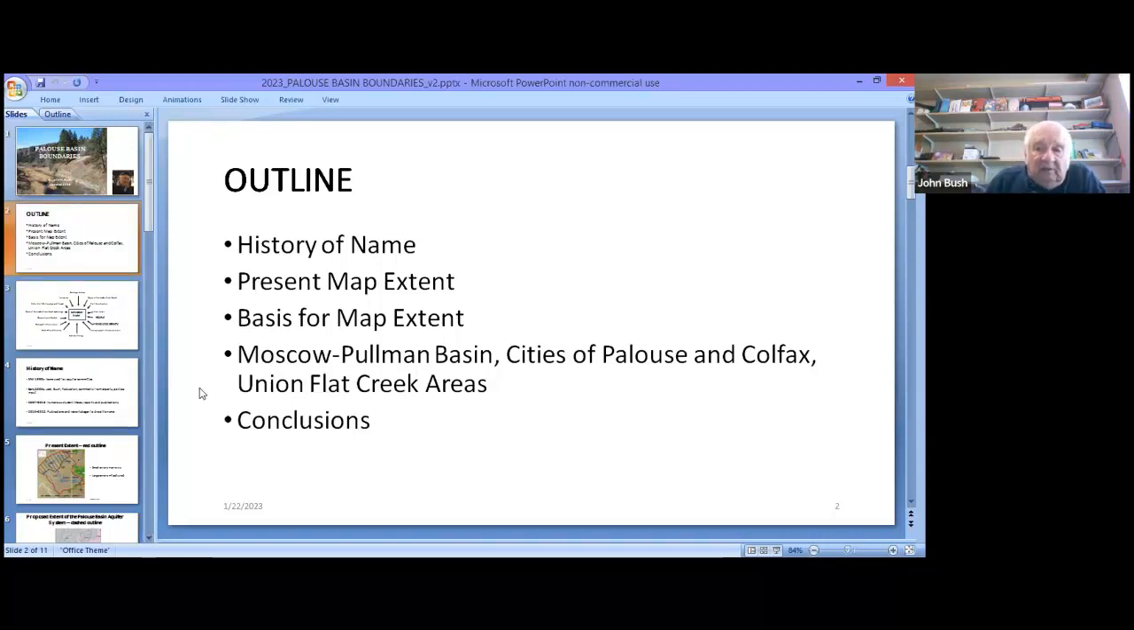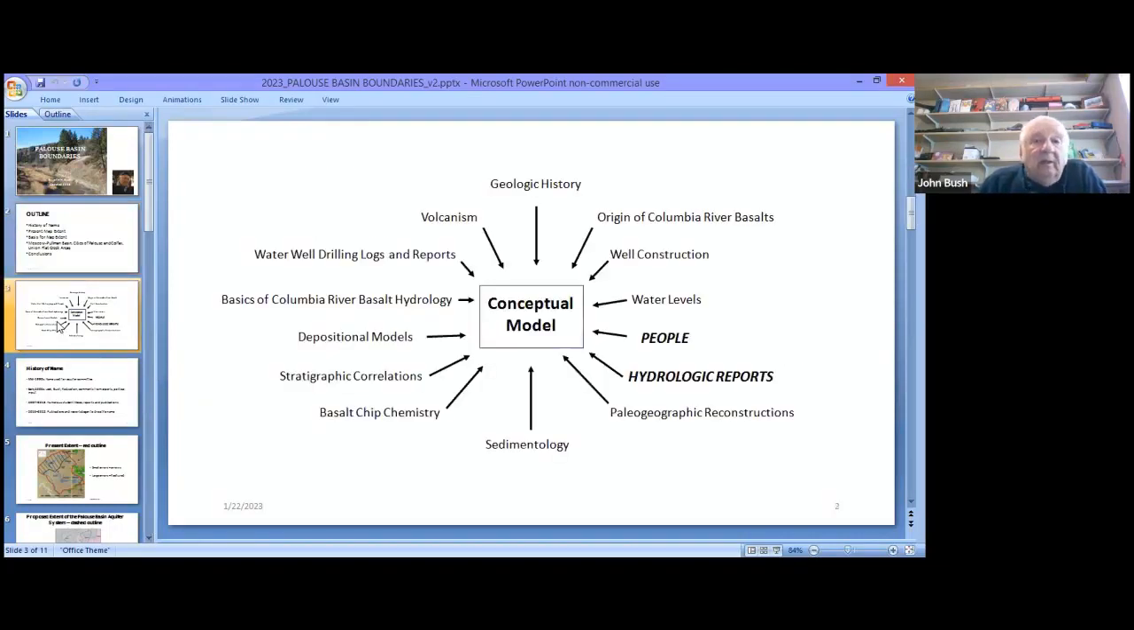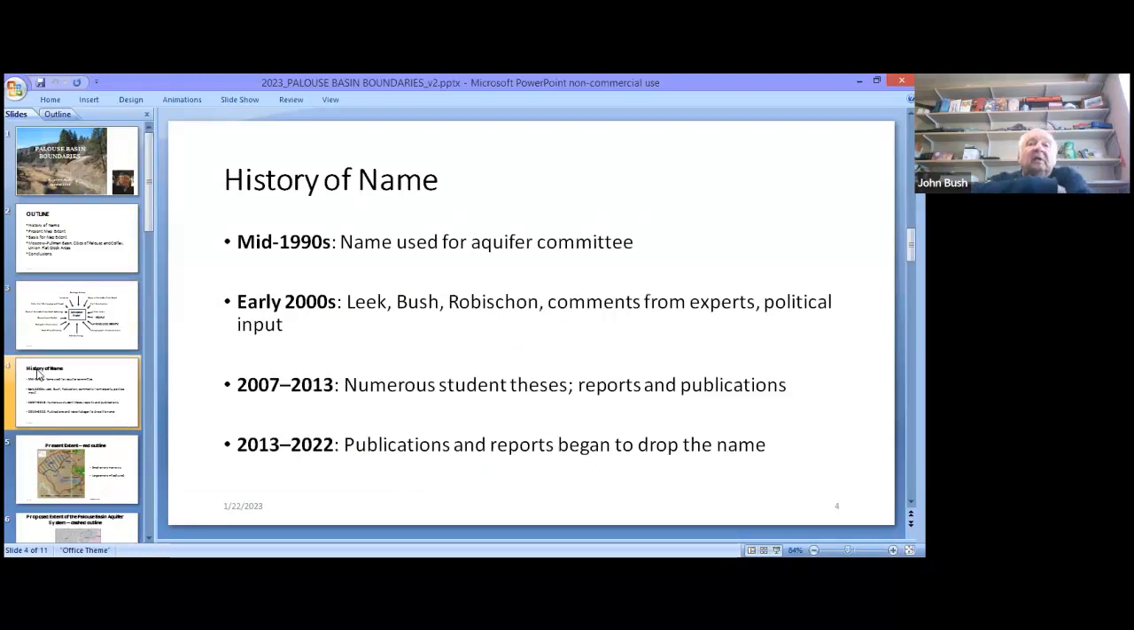It's to produce a basis for our understanding of the whole system. And even though today we're talking about the boundaries, it's an important part of the conceptual model. What are the reasons that we chose the boundaries? It tells us a little bit about the general hydrology. The history of the name is kind of interesting.